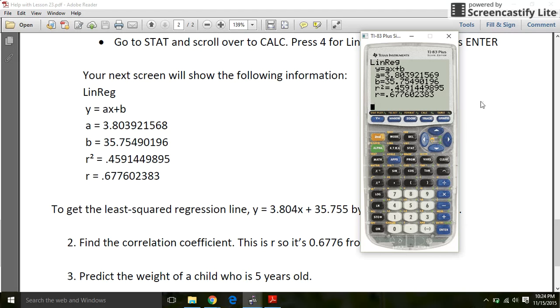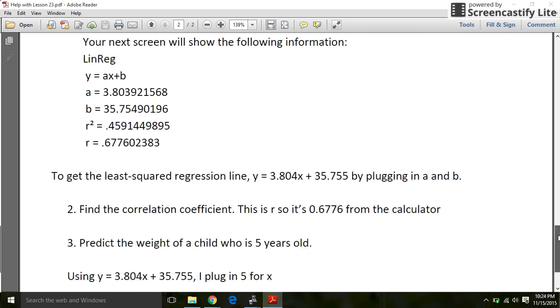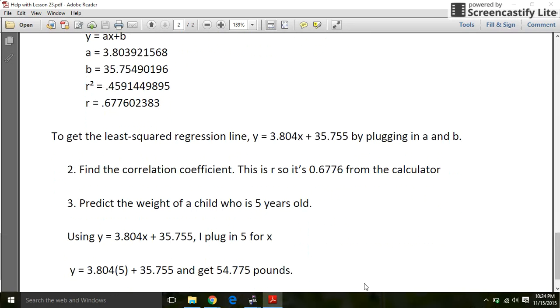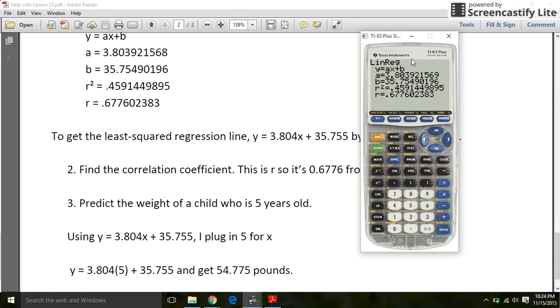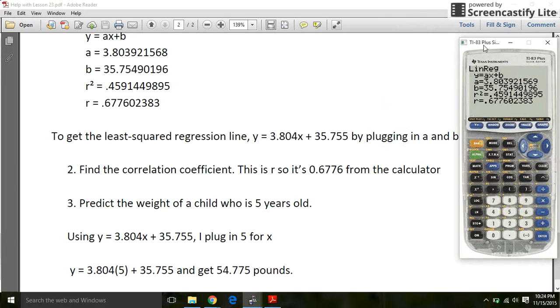Okay, so it's going to ask me to find my least squares regression line. And all I did was plug in a and b. I got it from the calculator and I plugged it in. Then it says find the correlation coefficient. Don't use r squared, just use r, and you get 0.6776. If you aren't seeing your r squared or your r, it's because you've got to do that DiagnosticOn I explained in the very beginning of this video.